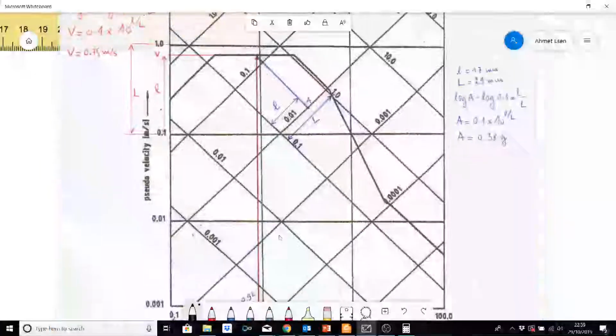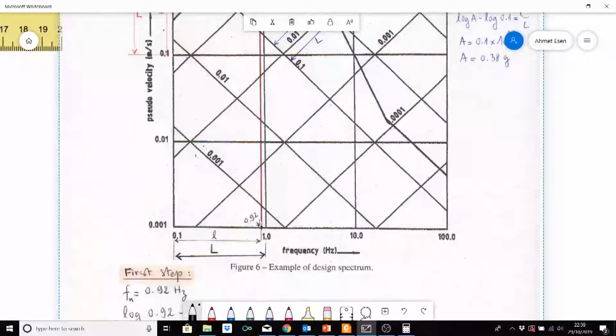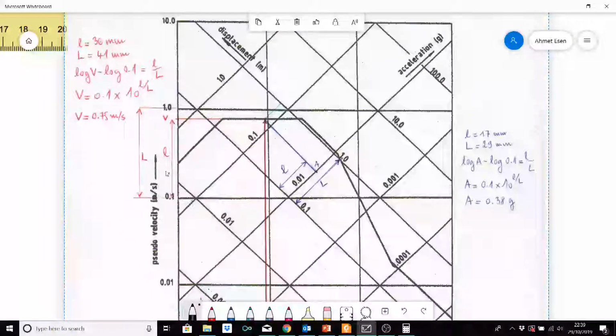Here we found the location of this frequency exactly, and then based on this frequency we find out the point for velocity, and then with this point we can measure small l and capital L with our ruler, and then we can put these values into our equation, and then we can find out v. And if from here you draw the perpendicular line onto this part, you are going to find out displacements, and if it is on this line, you are going to find out the accelerations.